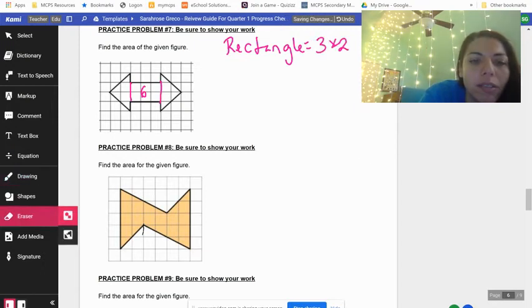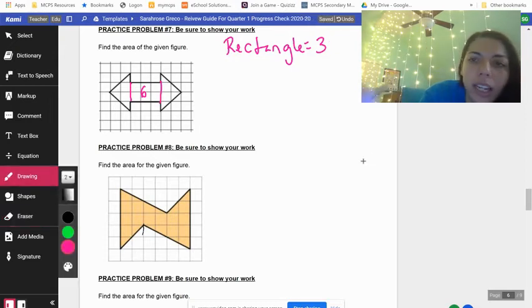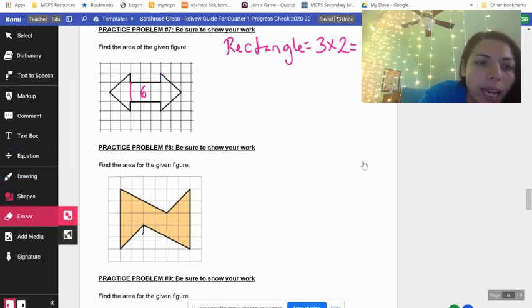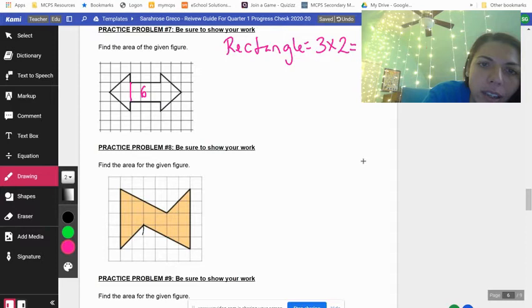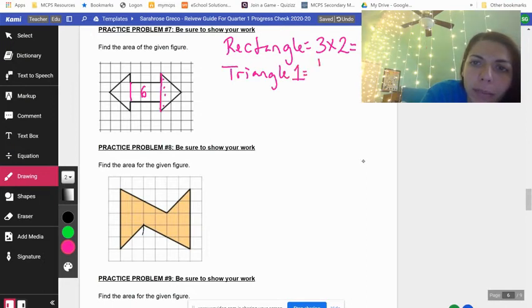Let's try it again. 3 times 2 is 6. Okay, and then for one of the triangles, my base, let's see. My base is going to be this. That's going to be my base. So 1, 2, 3, 4. So triangle 1, my base is 4. Wait, 1, 2, 3, 4. Yep.